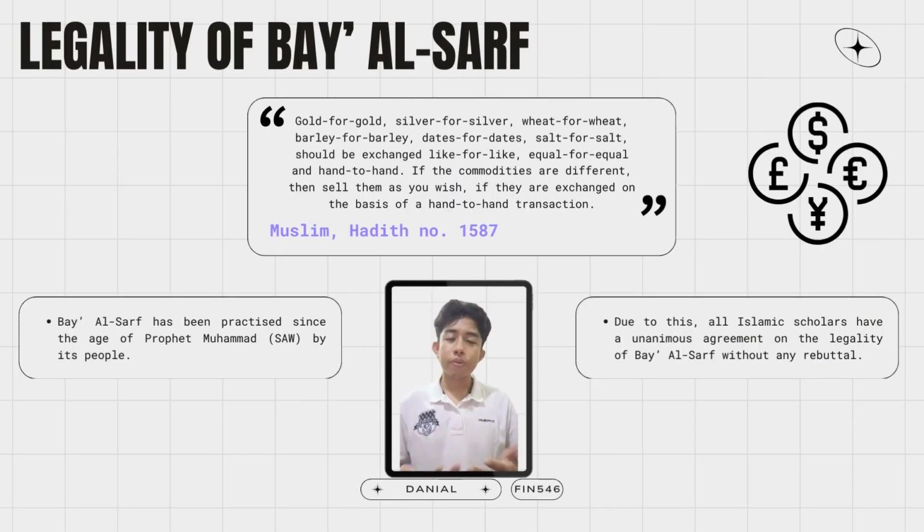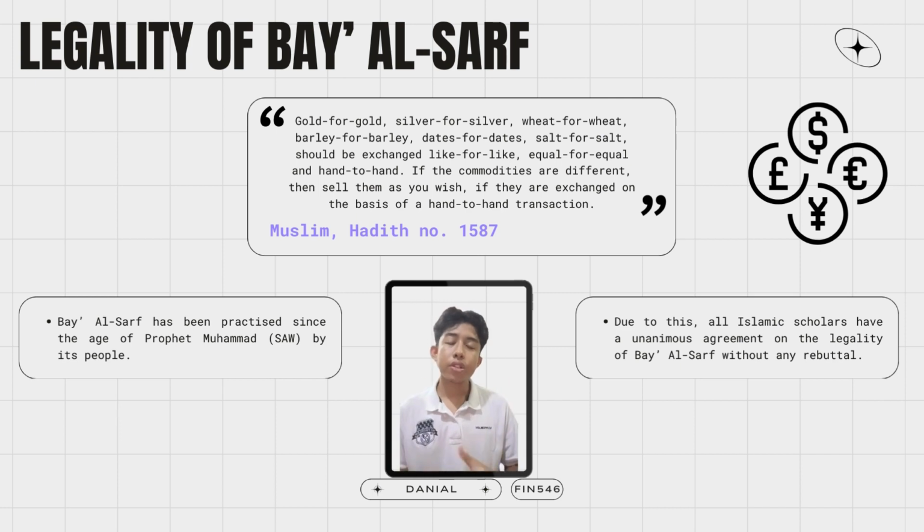So for the legality of Bai Asaf, Rasulullah sallallahu alaihi wasallam once said, "Gold for gold, silver for silver, wheat for wheat, barley for barley, dates for dates, salt for salt, should be exchanged like for like, equal for equal, and hand to hand. If the commodities are different, then sell them as you wish, if they are exchanged on the basis of a hand-to-hand transaction," narrated by Muslim.